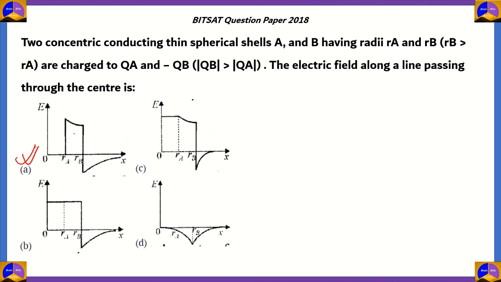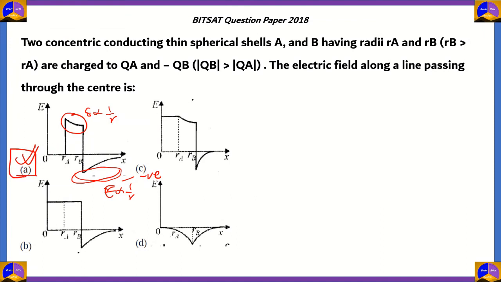So in option A, you can see that from 0 to RA, there is nothing. There is no electric field, since the electric field is 0, so there is no line. And then from here onwards, it's E proportional to 1 by R. And then from RB to infinity, you have E proportional to 1 by R, but it's also negative. So the negative of that inverse proportion is being followed here. So therefore, option A is the correct option.